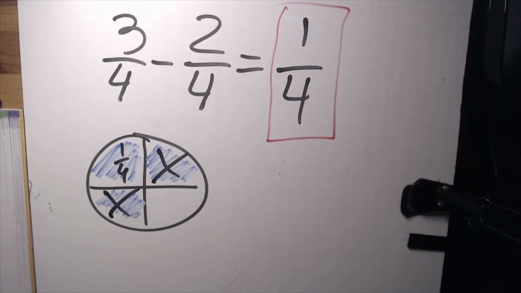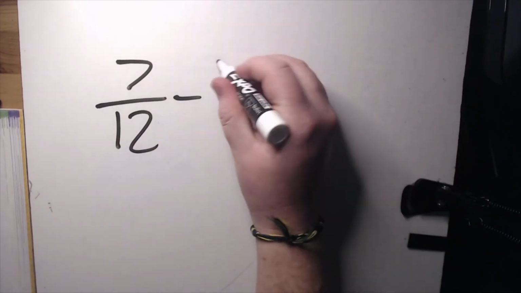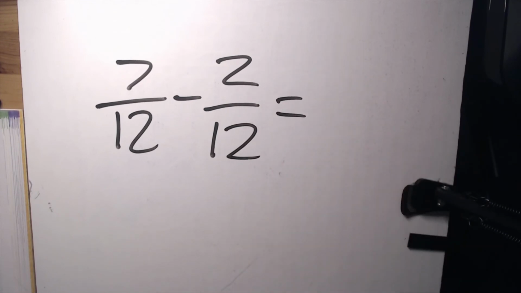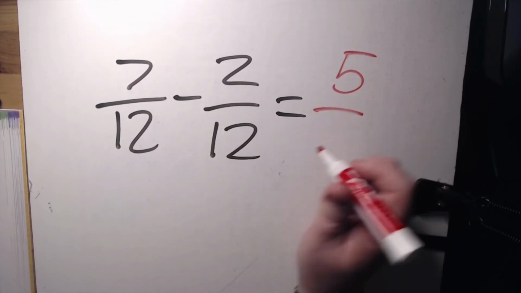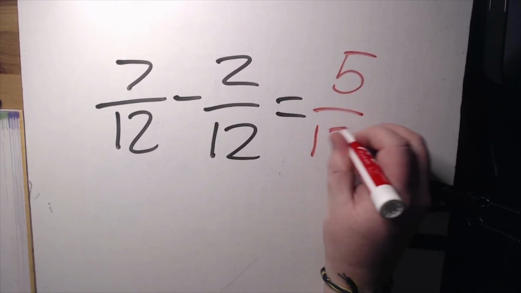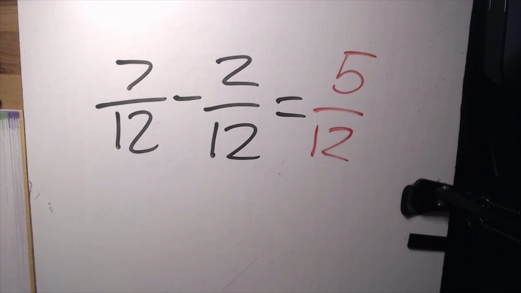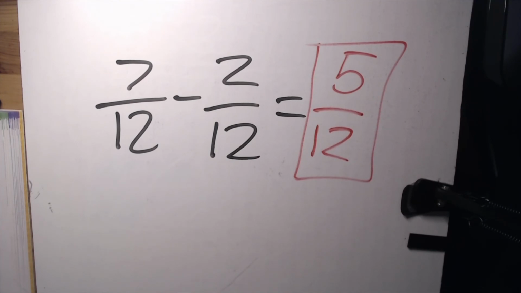But let's do one more for good measure. And this one is just going to be without a model. So 7/12 minus 2/12. Guess what? I'm only going to look at the numerators right now. 7 minus 2 is 5. Our denominators stay the same. We do not subtract the denominators. So we get 12 on the bottom. 7/12 minus 2/12 is 5/12. Congratulations. We just solved the problem.